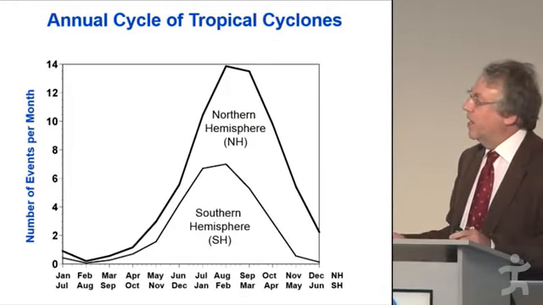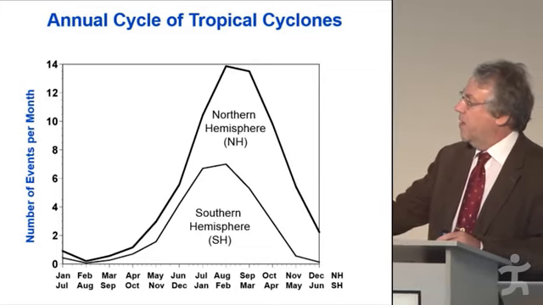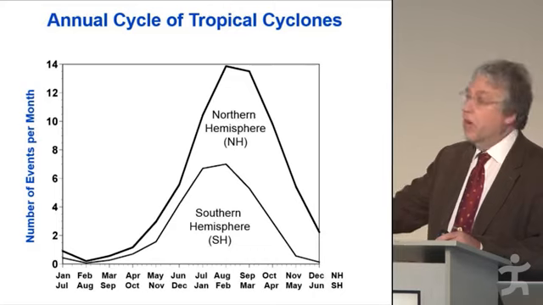Hurricanes are creatures of the late summer and early fall. This is just the number of storms in the northern hemisphere per month. So you read the month off this upper axis, going from January to December. The peak in the storms is August, September, October, as you know.